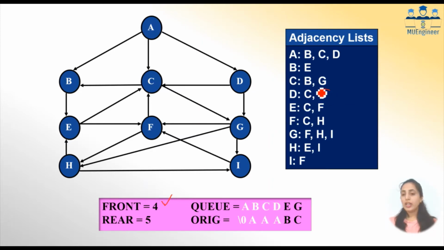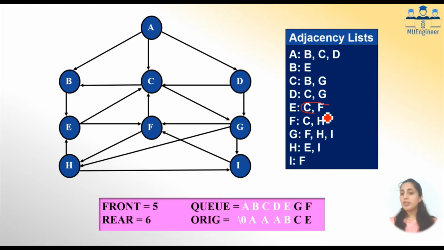I will find out the neighbors of D. These are C and G. But as we can see, C and G both are there in the queue, so we will not add anything in our queue. Okay. So now we will just move ahead and delete E. So when we are deleting E, the front should become 5. Okay. So here we are deleting E and front is becoming 5.